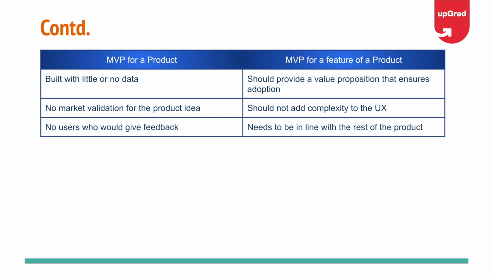MVP for a feature of a product has some of these points, right? Should provide a value proposition that ensures adoption. It should not add complexity to the UX because the users are already accustomed to a particular way of using the product and needs to be in line with the rest of the product. So that could be a design principle, right? It could be targeting a particular set of users. It cannot be in discordance with the existing product. It has to be in line with the other product, the product within which you are building the feature.